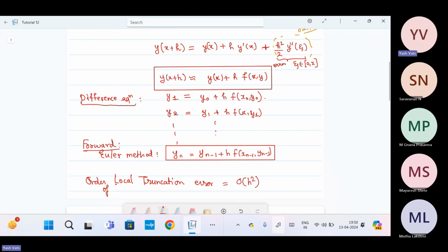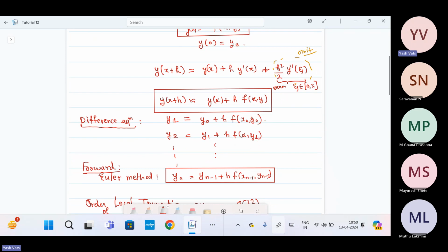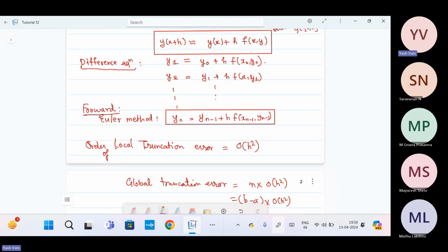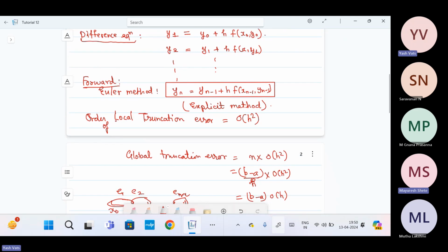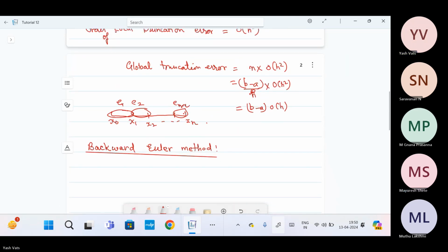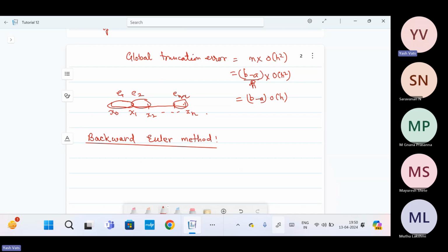So what is the forward Euler method? Is it an explicit method or an implicit method? Do you know about these? It's an explicit method, because it is not dependent on the future time steps, only on the previous time steps. And we will discuss the backward Euler method.